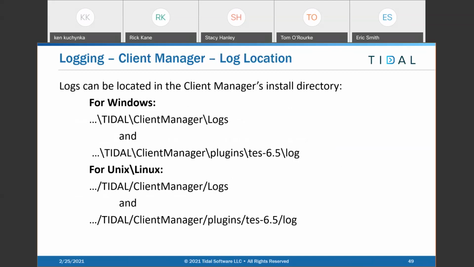When you do increase the logging or when you enable logging, they're located in a default location, the install directory for the client manager. There's actually 2 points of logging for the client manager. There's the logs option under the client manager's root install, and then there's also the plugins TES 6.5 or whatever version you may be running. There's going to be a set of logs there as well, and those are the logs that are really focused around plugins and .dsp data.